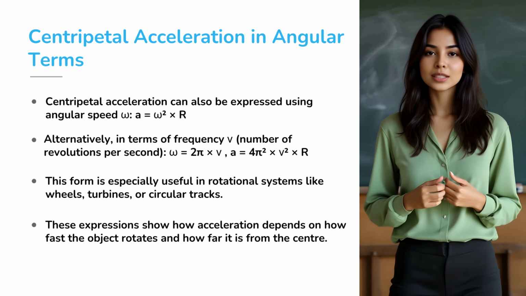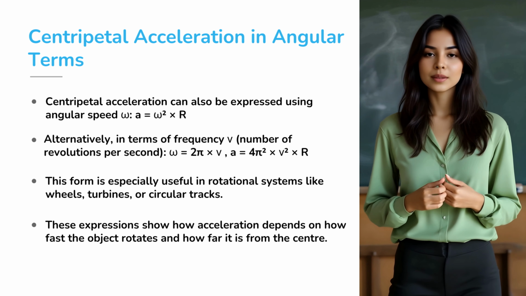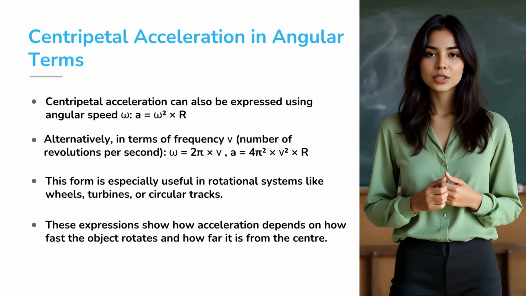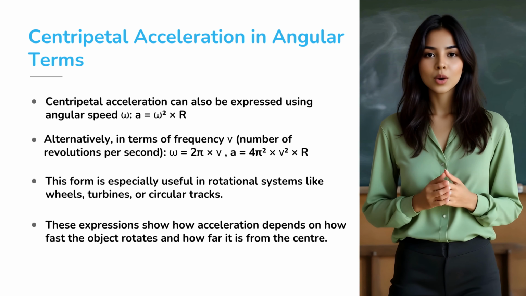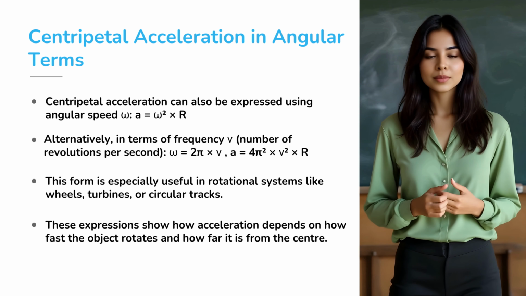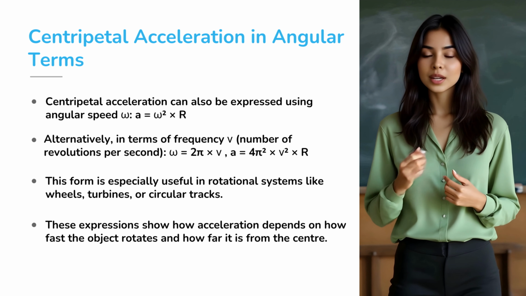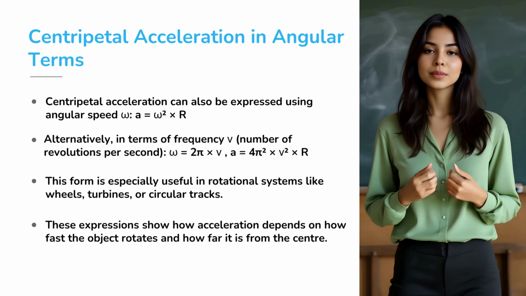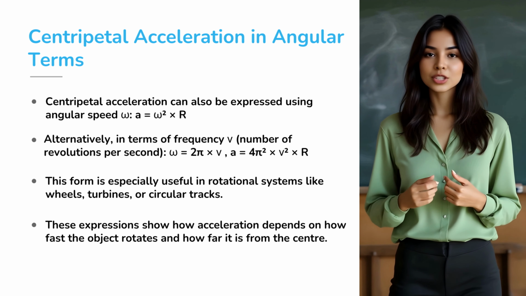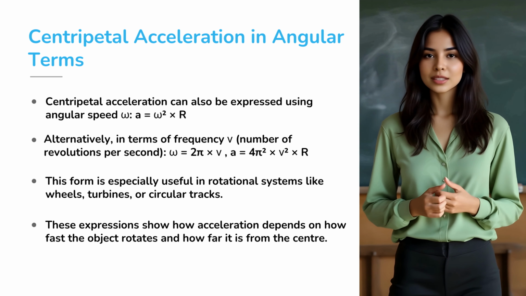But wait, there's more. Suppose we know the frequency of revolution, that is, how many times per second the object goes around the circle. Then, omega equals 2 pi into nu, where nu is the frequency. Substitute that back and we get a equals 4 pi squared into nu squared into r. This version of the formula appears often in real-life applications like washing machine drums, satellites, and even fan blades.